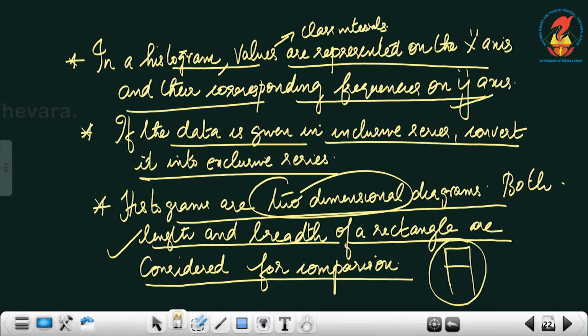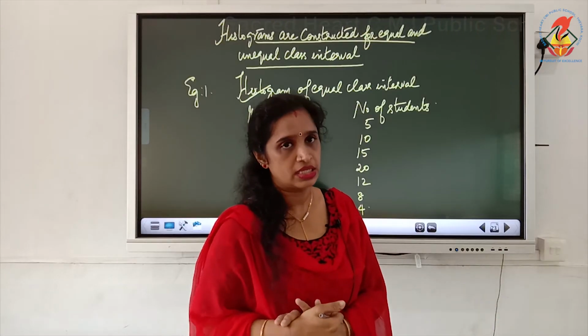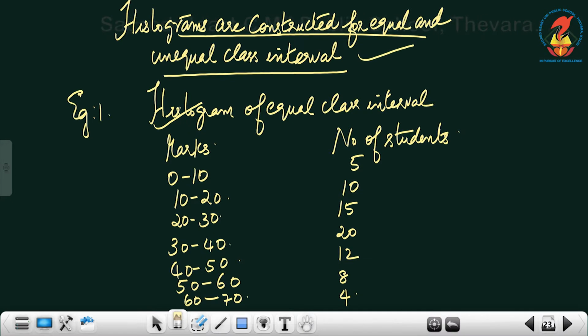Histogram. In the histogram, the values of the class intervals are represented on the x-axis, corresponding frequencies on the y-axis. If data is given in inclusive, convert it into exclusive. Now, it is a two-dimensional diagram because both length and the breadth are considered for comparison. Then, histograms are constructed for equal and unequal class interval. Let us first move on to histogram of equal class interval.